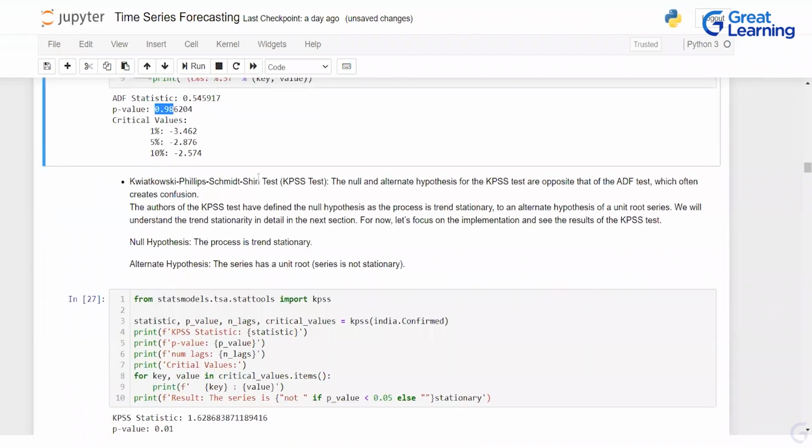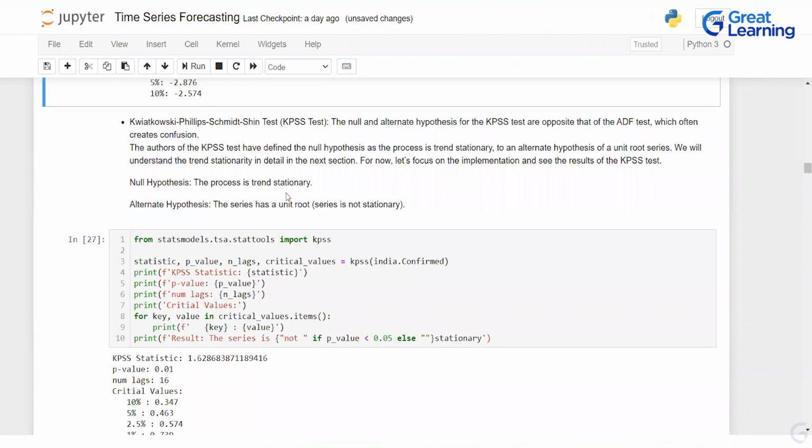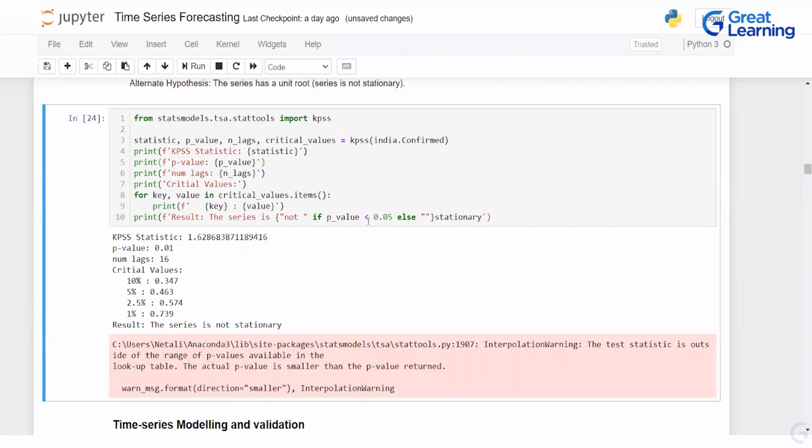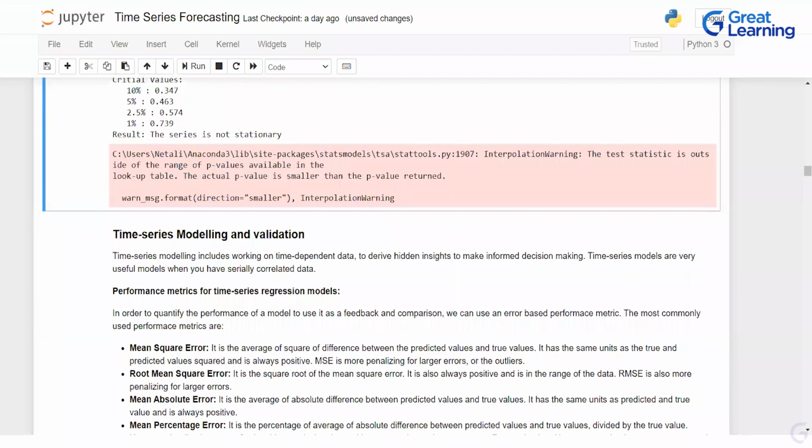Okay. You have another test also, that is the KPSS test. It is just the opposite. So you can even do this test. Any one of the tests you do, that's fine. You don't have to do two tests.